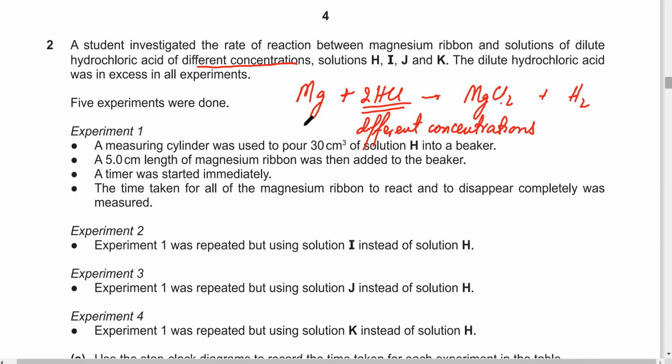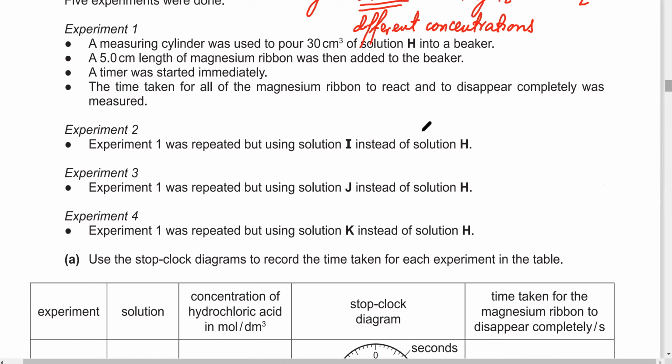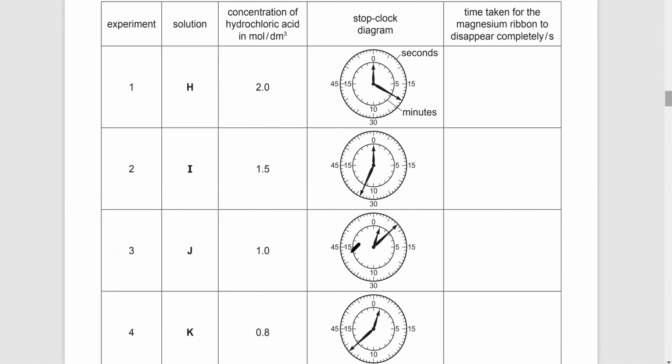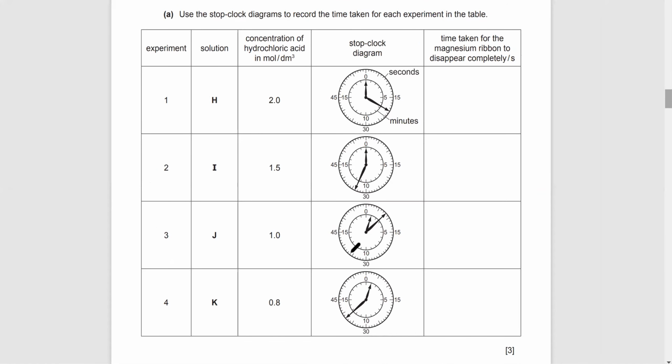Now, a measuring cylinder was used to pour 30 cm3 of solution H. H, I, J, K are all HCl, but different concentrations. So H into a beaker, 5 centimeter length of ribbon was added. Timer was started. The time taken for all the magnesium ribbon to react and disappear completely was measured. So the only thing changing is the solution H, so different concentration. If the concentration is lesser, the reaction would be slower.